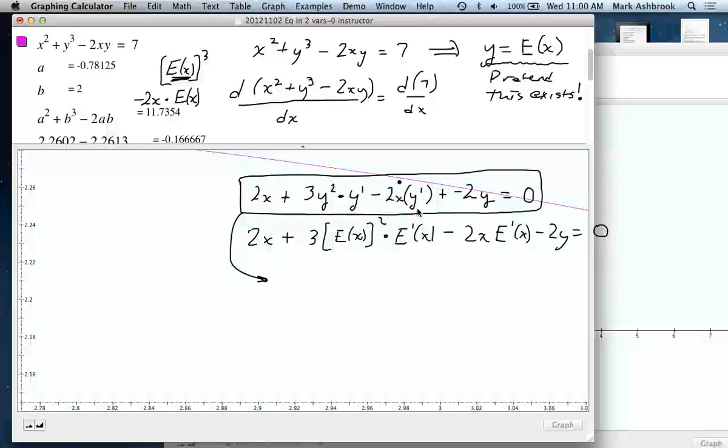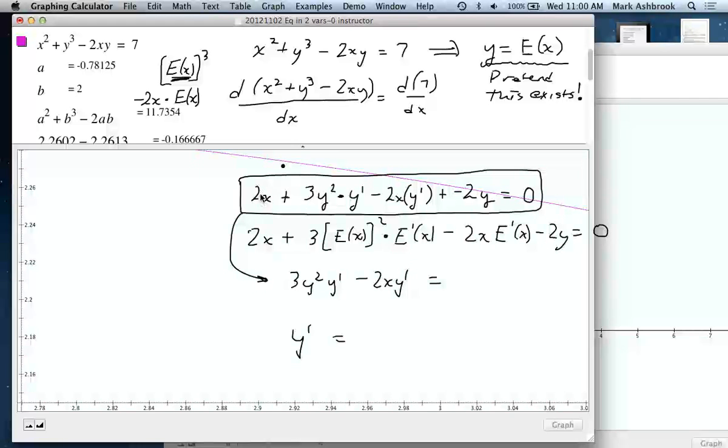Okay, so here's what we do. Every term, so we have 4 terms here, 1, 2, 3, 4. Every term that has a y prime, we're going to leave on the left. Every term that doesn't have a y prime, we're going to move to the right. That way we're moving towards isolating this y prime, so in the end we can get y prime equals something. So we're going to keep everything with y prime on the left: 3y squared y prime minus 2x y prime equals.